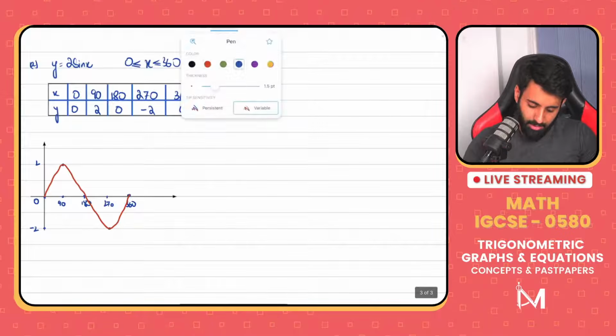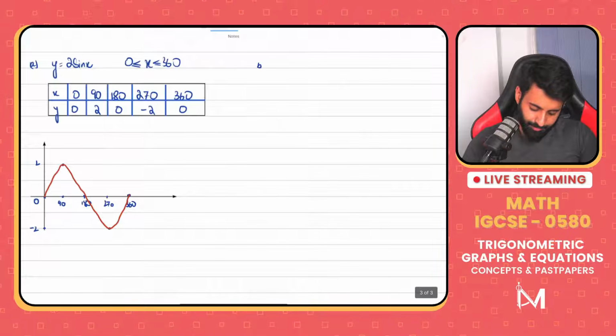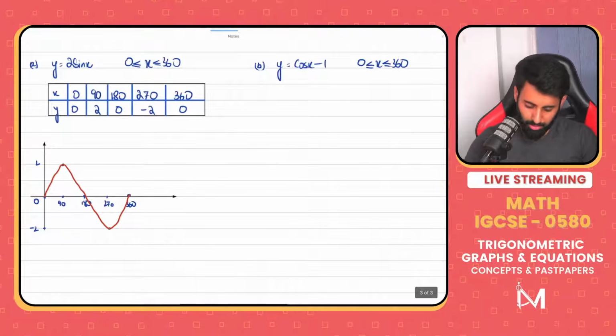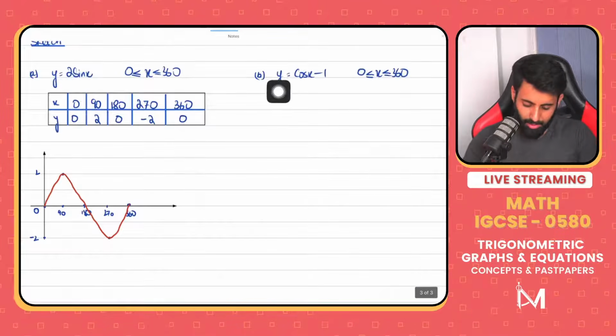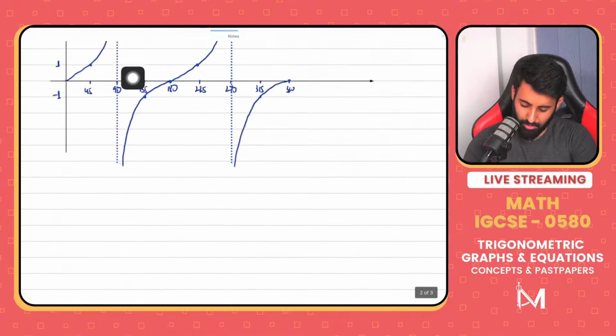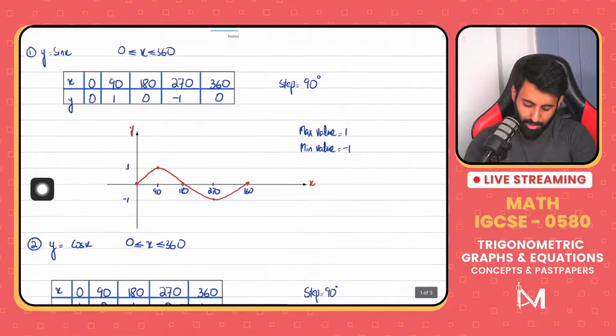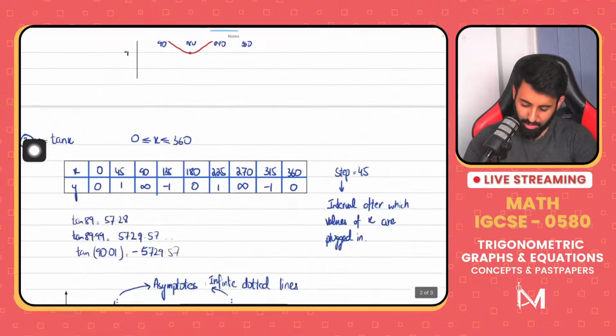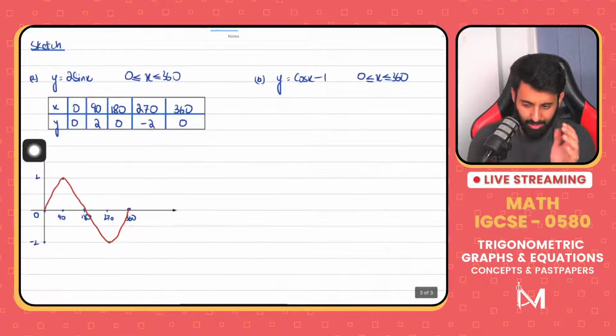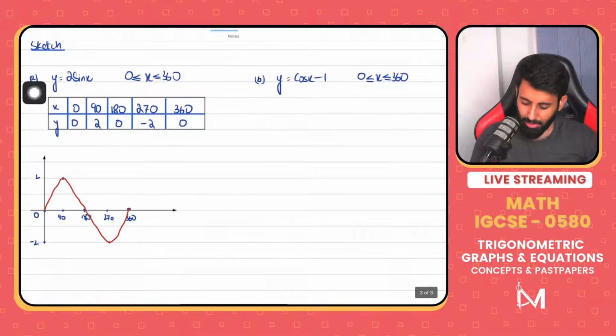Okay, so that was part A. Now let's do part B. Now in part B, let's say you have 2 cos x - 1, and you're given the range from 0 to 360. Now if you think about it, if you try and anticipate this and compare it with the actual y equals sine x, what's happened is that all the values have been multiplied by 2. Okay, that is why you see that your graph has become slightly taller. It hasn't become narrower, it's only become slightly taller. Why? Because all the values have been multiplied by 2.